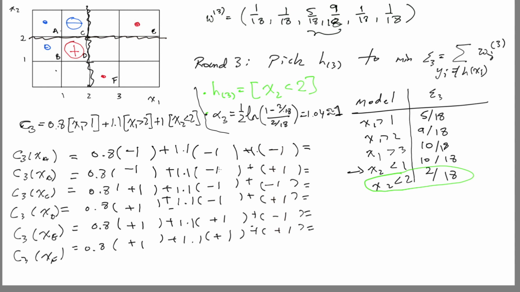Okay, and let's see what we get here. So these are all negative classifications for A. So this is going to be negative 0.8, minus 1.1, minus 1. So that's going to be minus 2.9. So the classification is going to be negative. Okay. For this point, it's going to be minus 0.8, minus 1.1, so minus 1.9, plus 1 is minus 0.9, still negative, so we still get a negative classification. For point C, we're going to get 0.8 minus 1.1, so that's negative 0.3, minus 1, negative 1.1, so that classifies as negative.